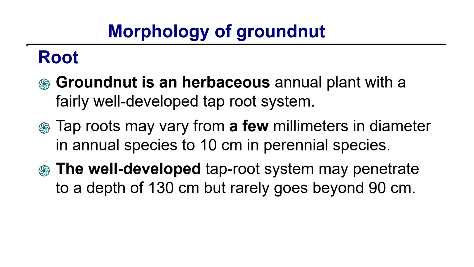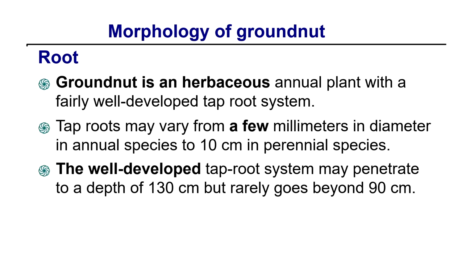Now, coming to the morphology of the groundnut plant. Morphology is the external appearance of the plant, how it looks, what kind of roots are there, what kind of pattern of branching and growth is there, and what is the structure of the leaf, the external structure of flowers or pods, etc. So, let us start with the root morphology.